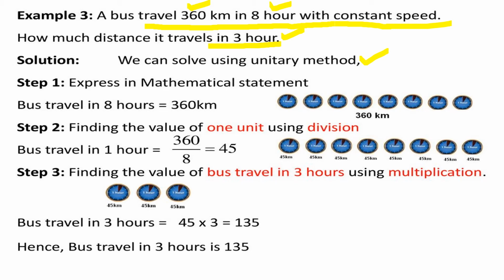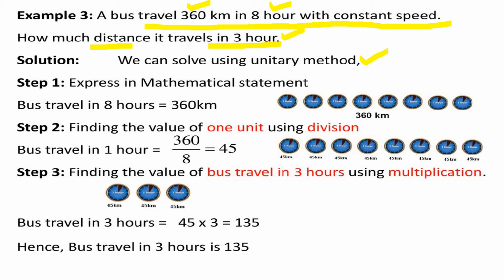Usually the word problems will be given to us. The first condition, we have to read the question twice and thrice. Then we have to understand the question, understand the concept, what are the things they have given to us, and what are the things they ask us to find. Here they ask us to find how much distance. This we have to find. We can solve using the unitary method. So first express it in a mathematical statement.